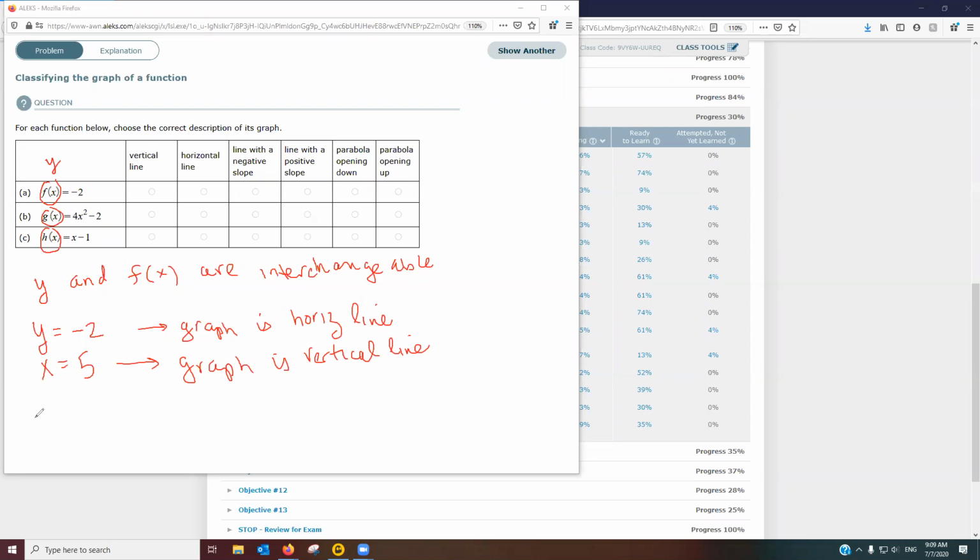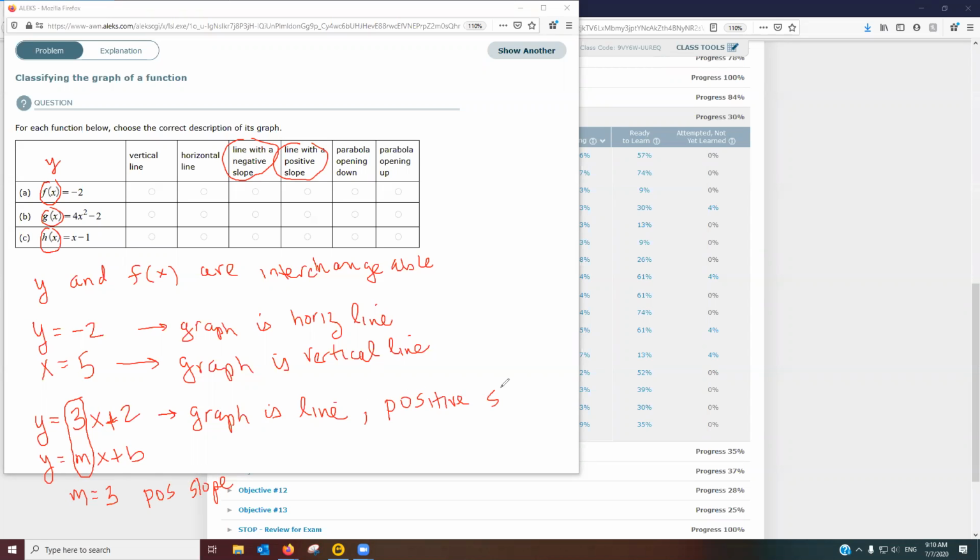Okay, what if I had an equation that has both x and y in it, like y equals 3x plus 2? Well, this graph is going to be a line, but I'd like to know if the line has a negative slope or a positive slope. Well, the way to know that is compare this to y equals mx plus b. This number in front of x is the slope. So in this example, m equals 3. Well, that's a positive number, right? That's positive 3, so that means positive slope. So this graph is a line with a positive slope.